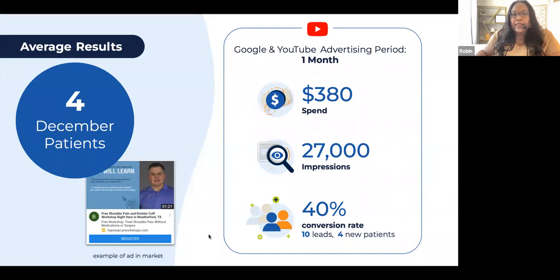This is a case study for one of our patients from one of our clinics in December. They spent $380. We were able to generate over 27,000 impressions, and they had a 40% conversion rate. They had 10 leads and 4 new patients out of those 10 leads, leading to a 40% conversion. And last we heard, they were still working on the other 6 leads to see if they can convert them over to patients as well.